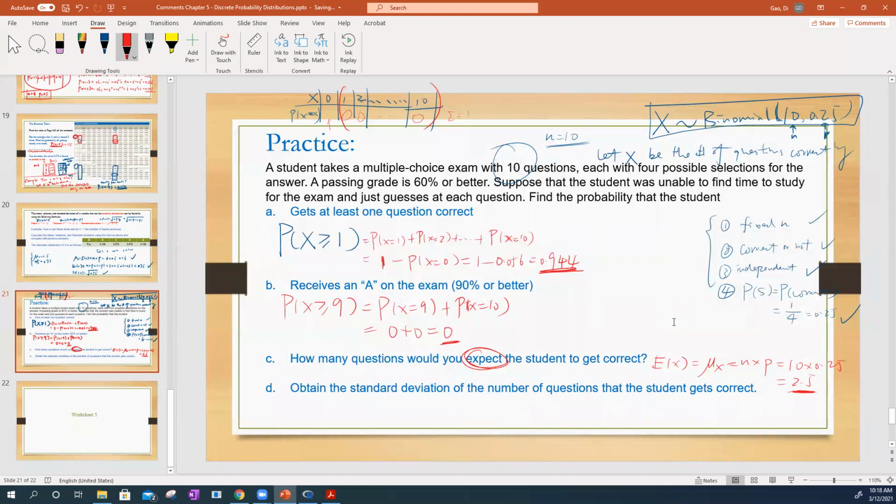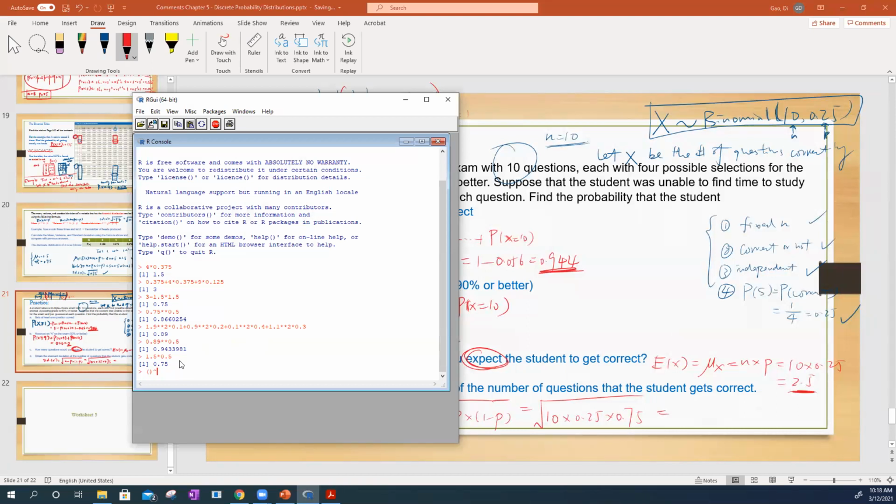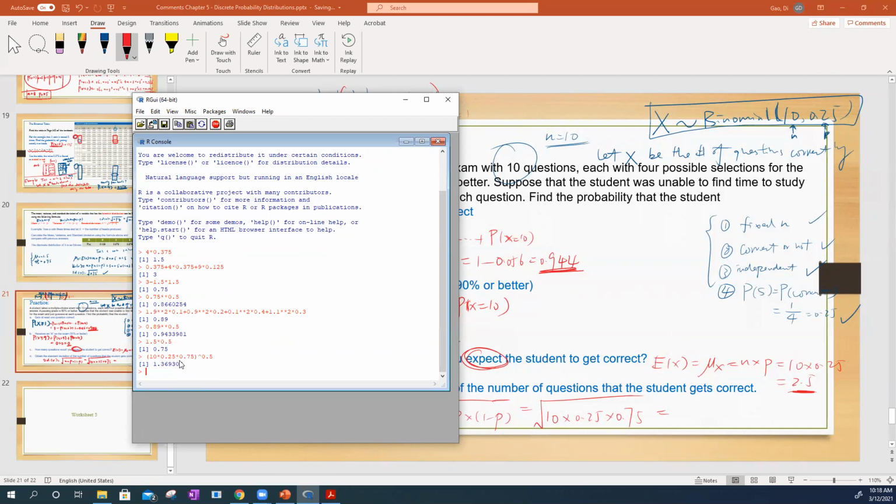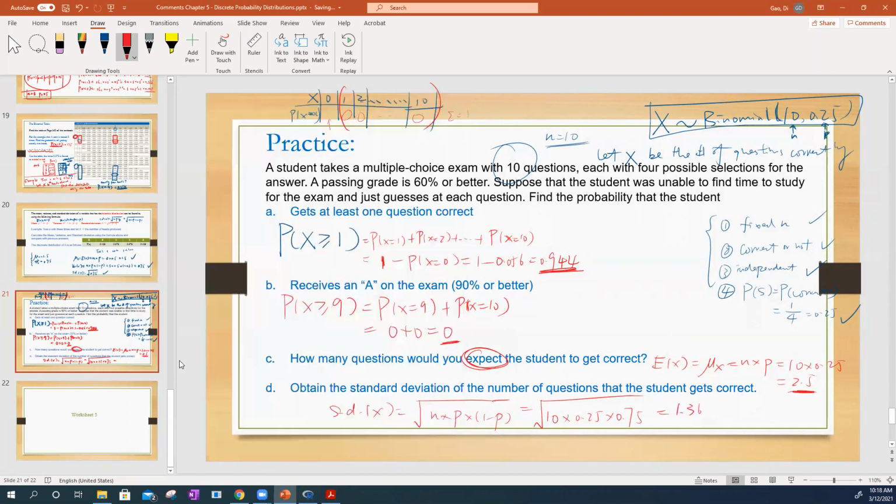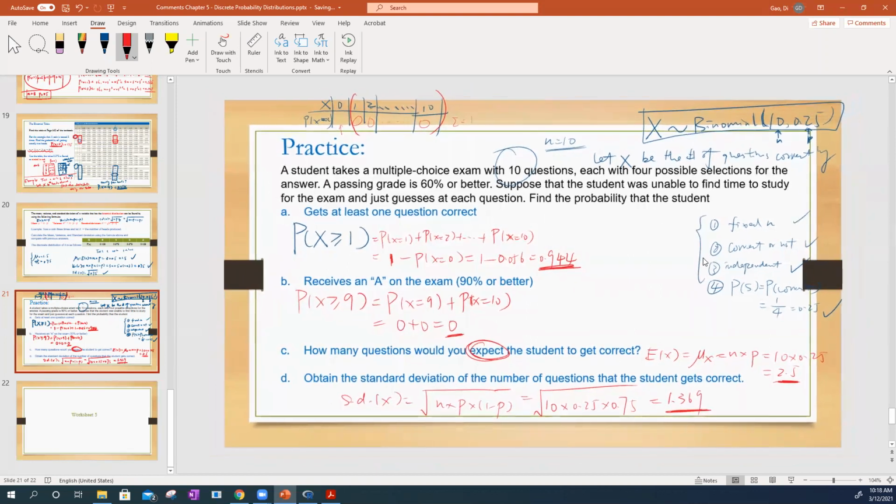And then D, obtain the standard deviation. So the standard deviation in the binomial case, the standard deviation of x, is the square root of n times p times q, right? Q is 1 minus p, so we can just write 1 minus p directly. That is the square root of 10 times 0.25 times 0.75. 1 minus 0.25 is 0.75. So let's calculate it. Square root of what? 10 times 0.25 times 0.75. Okay, 1.369. That is the standard deviation.